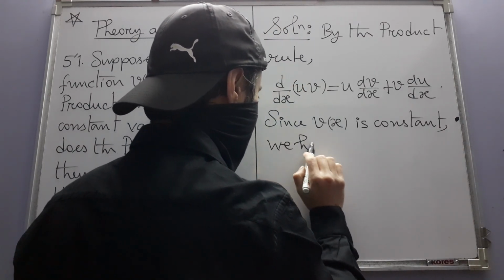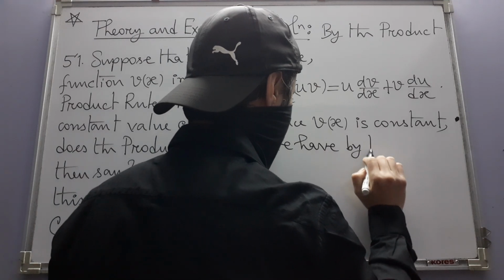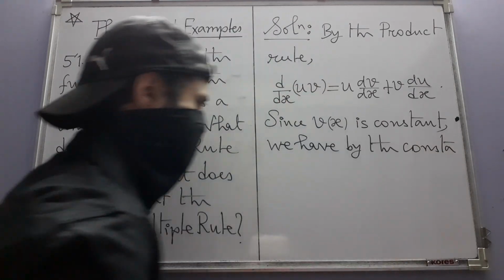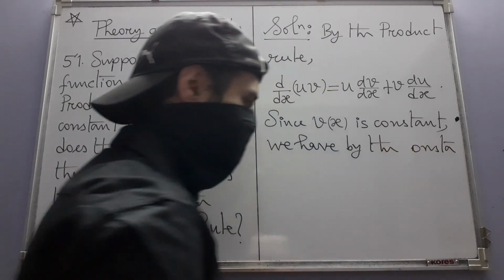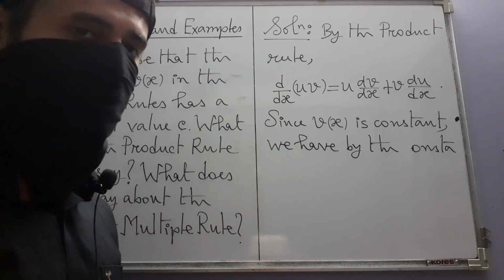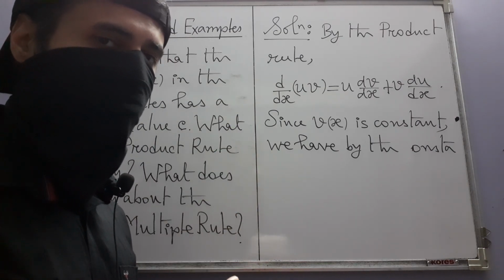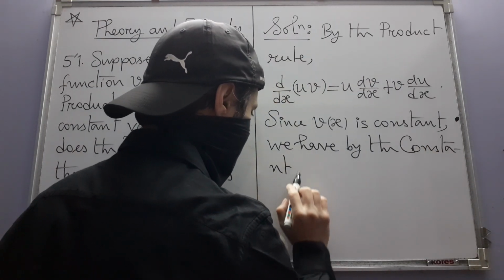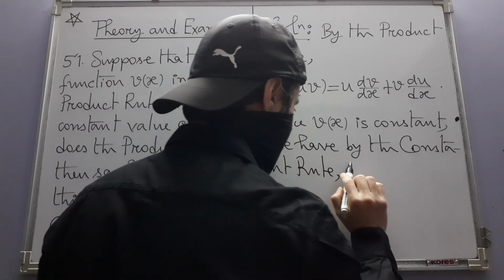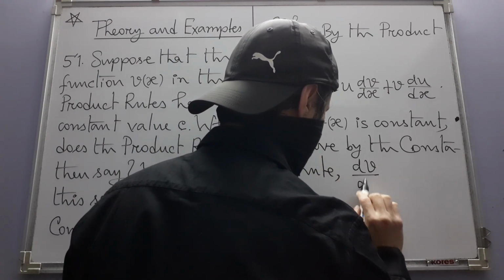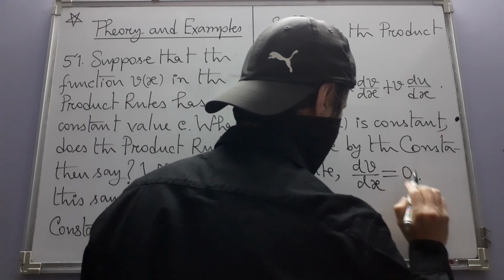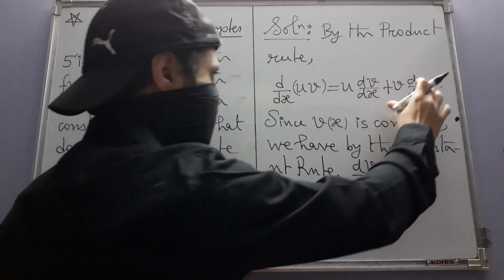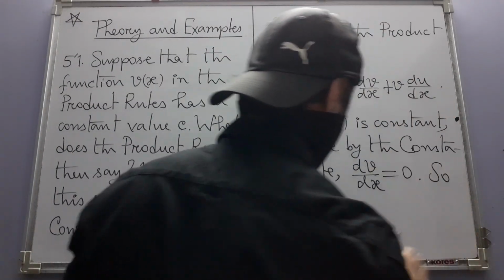We have, by the constant, I forgot the name of this rule. I think it's constant function rule or constant rule. The very first one, which tells us that when we differentiate a constant function, we get 0. Let me just simply write constant rule. This dv dx is 0. That means this term will vanish. We will have only this term.